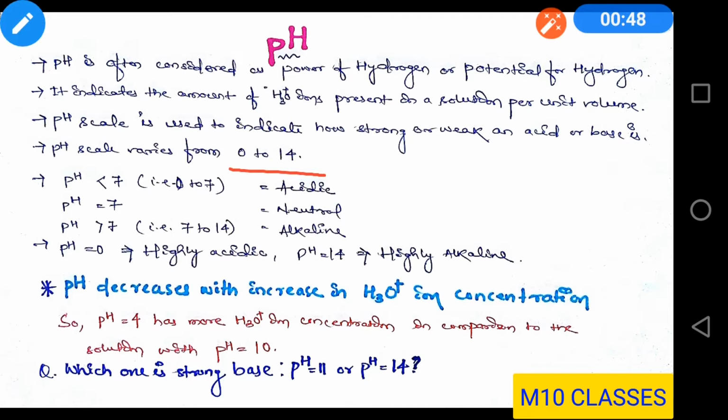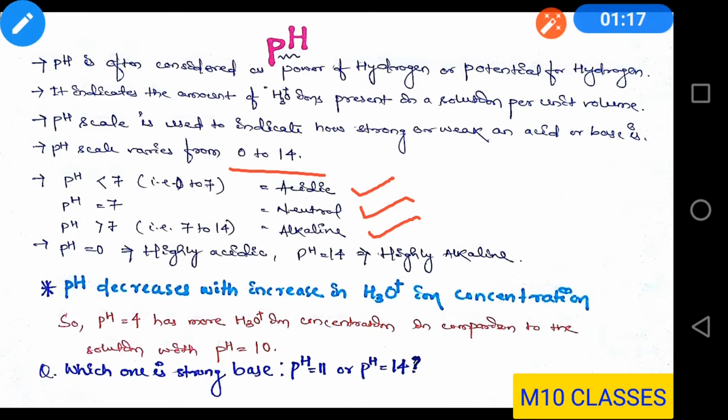Now, if pH is less than 7, that is 0 to 7, it is acidic in nature. If pH is equal to 7, this is neutral in nature. And if pH is greater than 7, that is 7 to 14, it is alkaline in nature. So students, as I have already told you, alkali is produced when bases are soluble in water. Now pH decreases with increasing hydronium ion concentration.